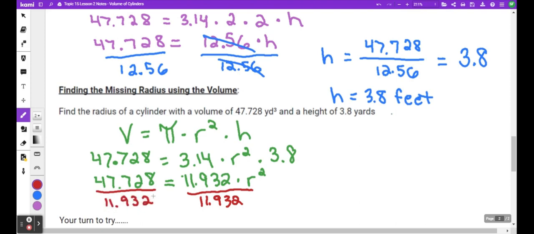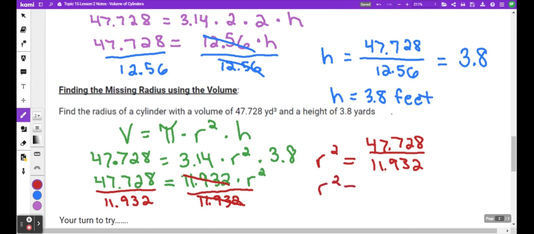Going to do a little canceling. So the 11.932 and the 11.932 on the right-hand side are going to cancel out. Essentially leaves me r to the second power being equal to whatever 47.728 divided by 11.932 is worth. I'm going to go ahead and use my calculator to figure that out. And that's going to tell me that r to the second power is equal to 4.